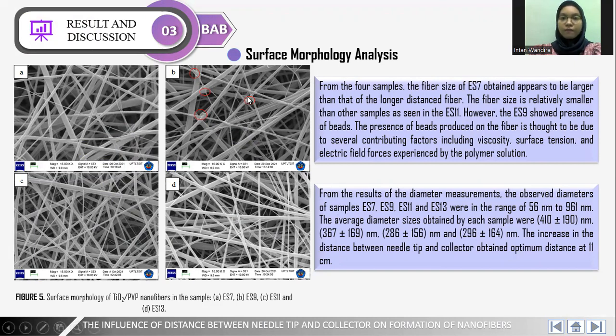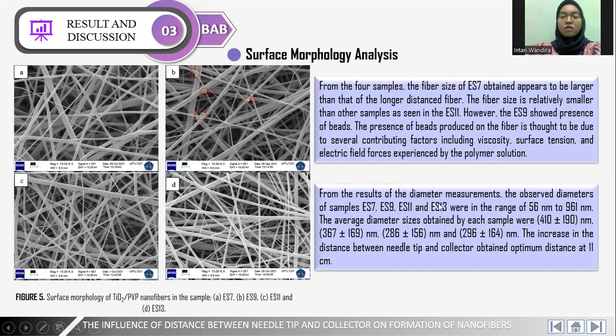The presence of beads produced on the fiber is thought to be due to several contributing factors, including viscosity, surface tension, and electrical force experienced by the polymer solution.